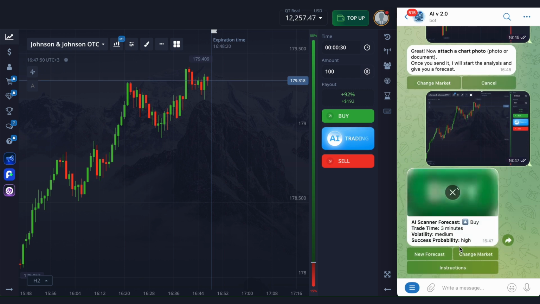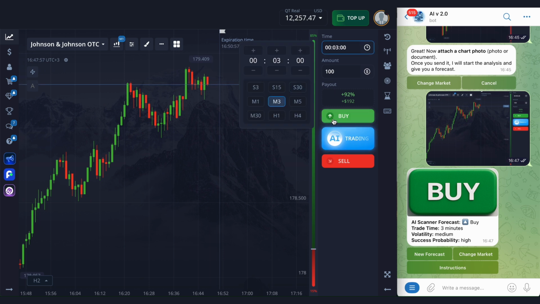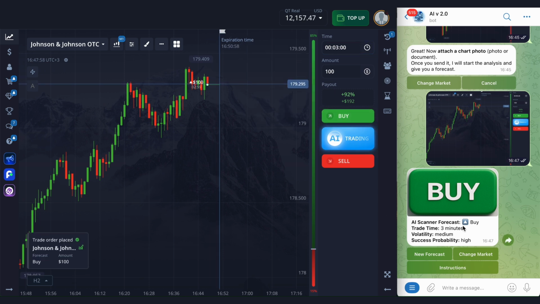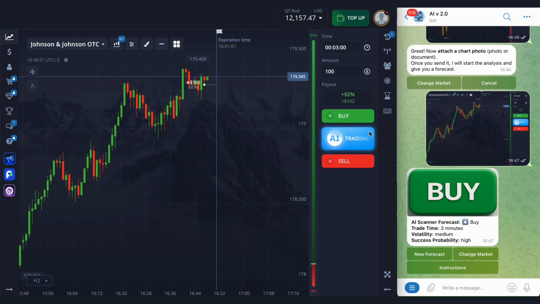And what is it gonna be, ladies and gentlemen? It is going to be a buy. It is gonna be a 3 minutes buy. Let's set our timer on 3 minutes and execute a buy order for this trade. Risking $100 for this trade, ladies and gentlemen. We're gonna hold on and see what the prediction is gonna be.